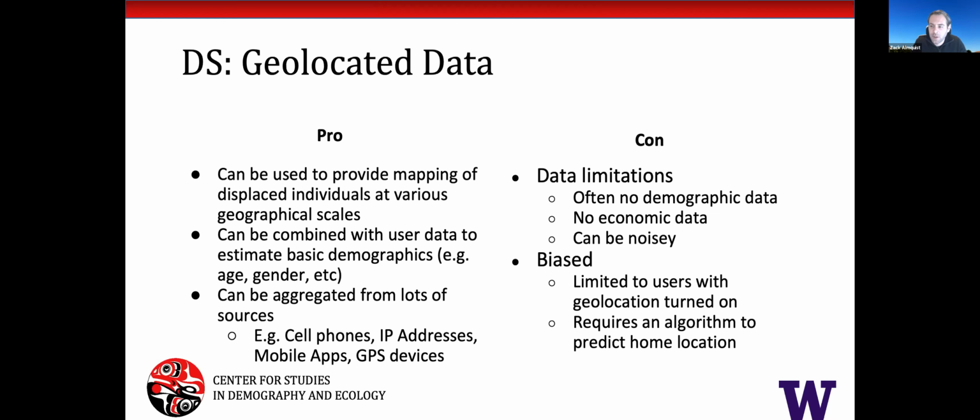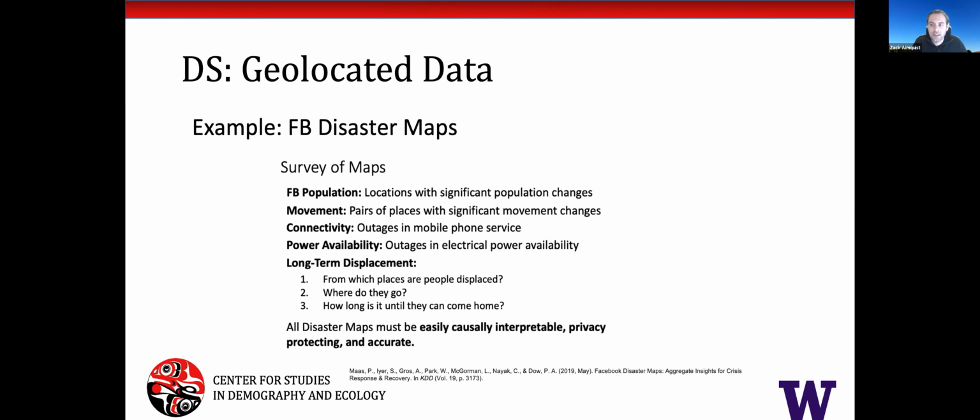It can be a very biased population. It can be a little unclear exactly what you're measuring, but it's continuous, it's there, it provides a lot of cool information. So to give an example of where this is being used by a lot of NGOs is Facebook Disaster Maps. So I think this is a nice one to look at.